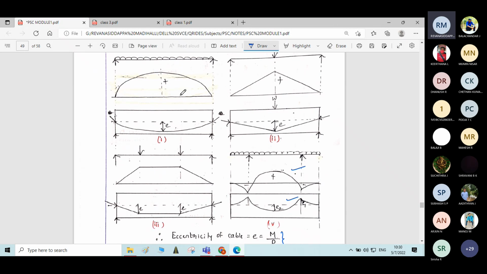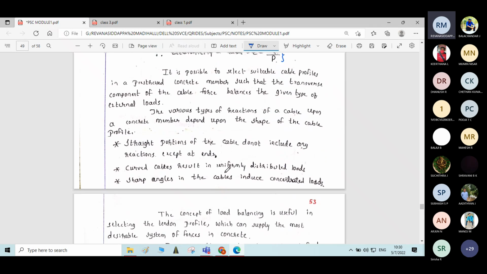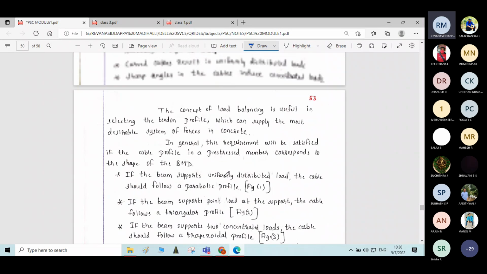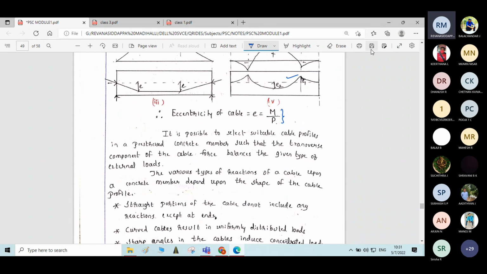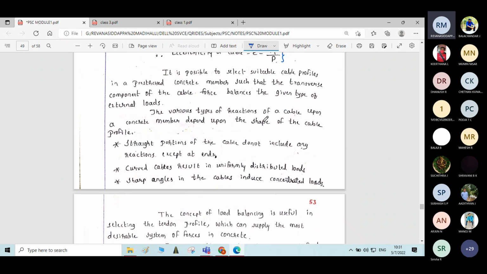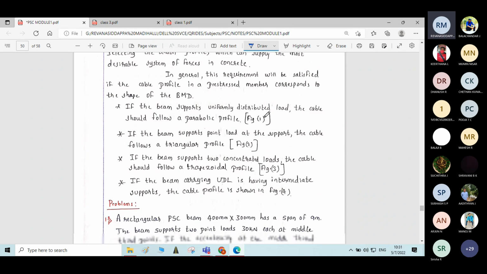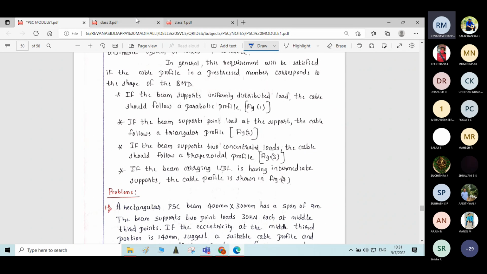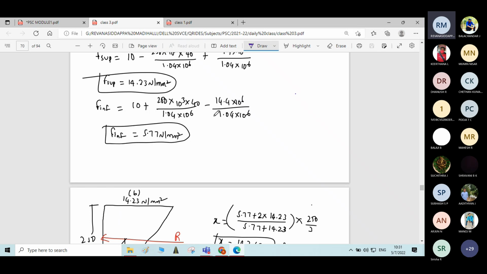Okay, you need to give all these examples. You need to explain the same thing here. So I'll be sharing these notes. You can refer to them in detail later. Based on the same principle, we will solve the problems on the load balancing concept.